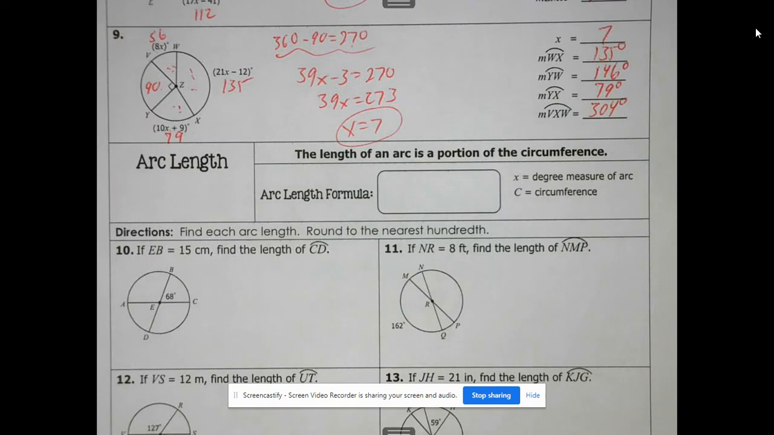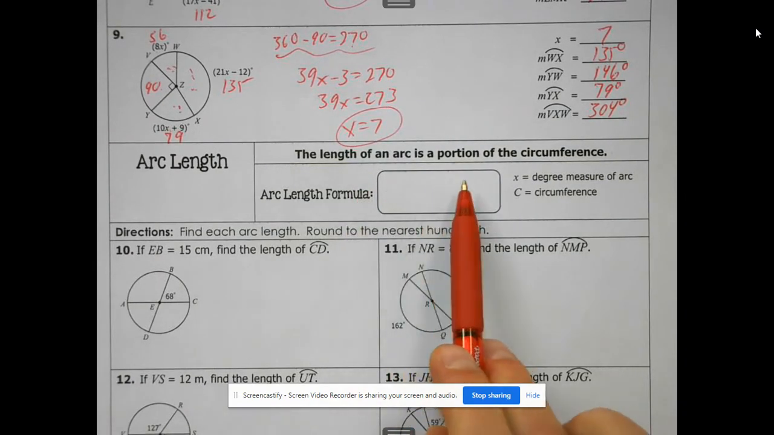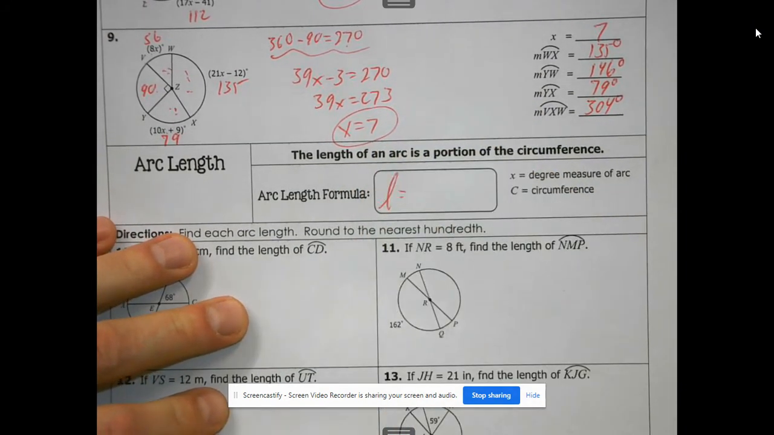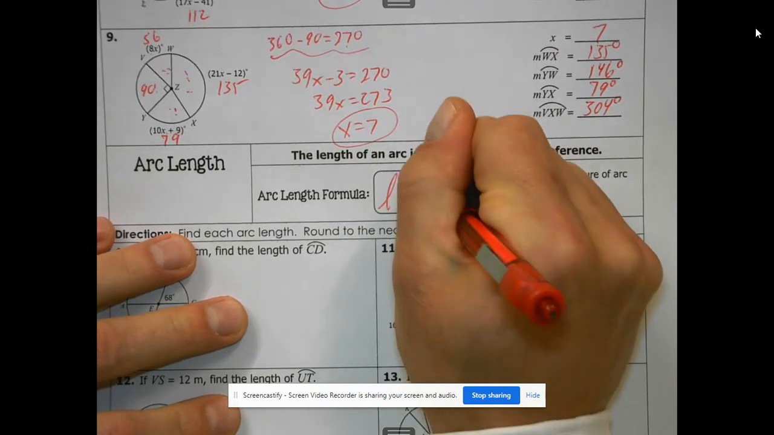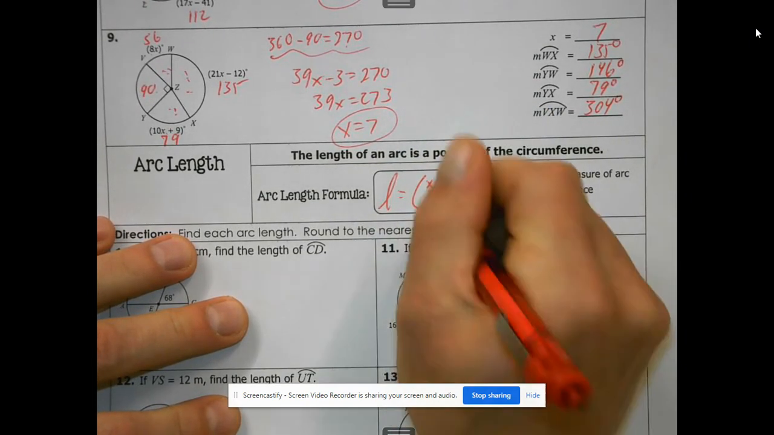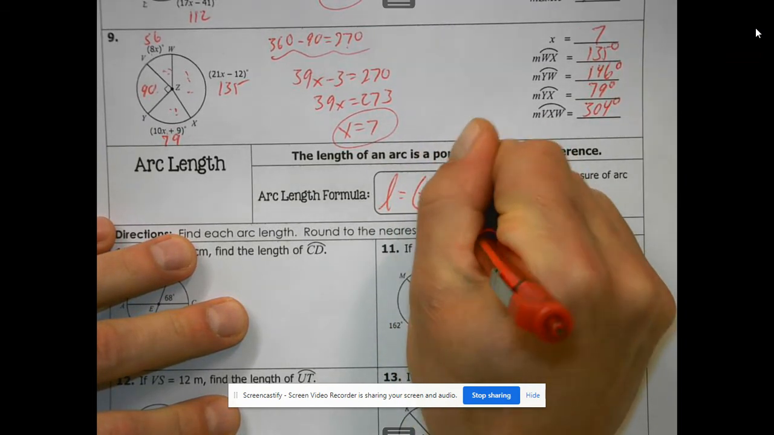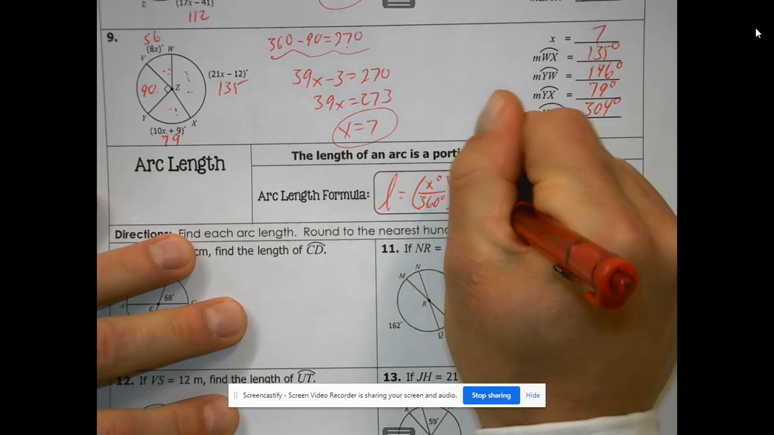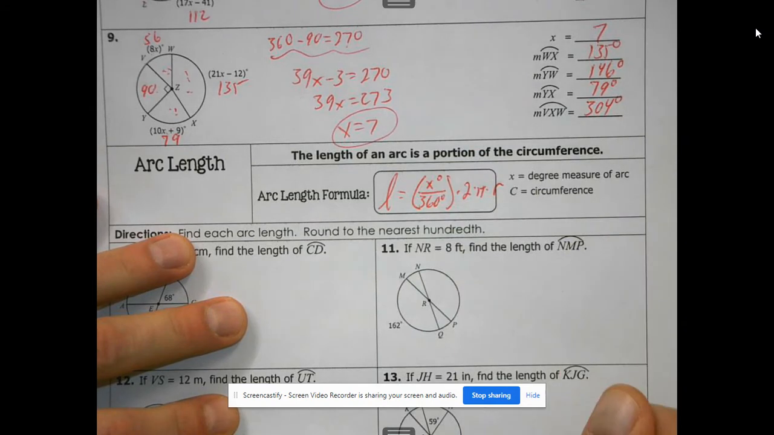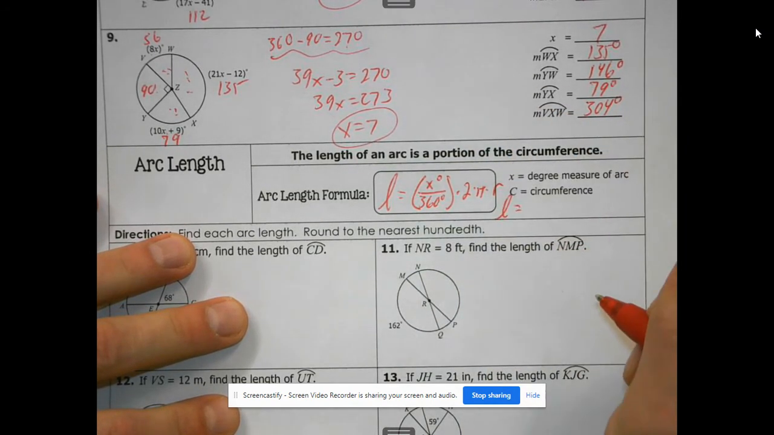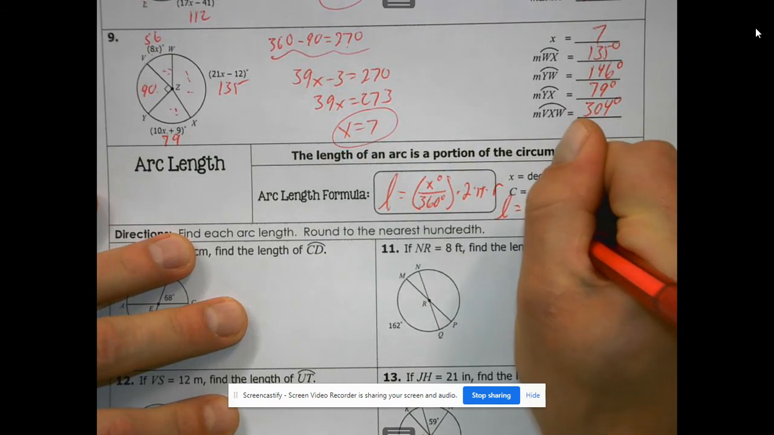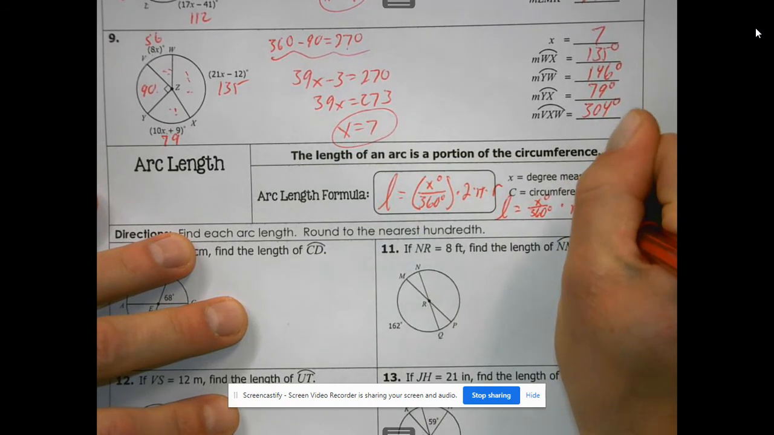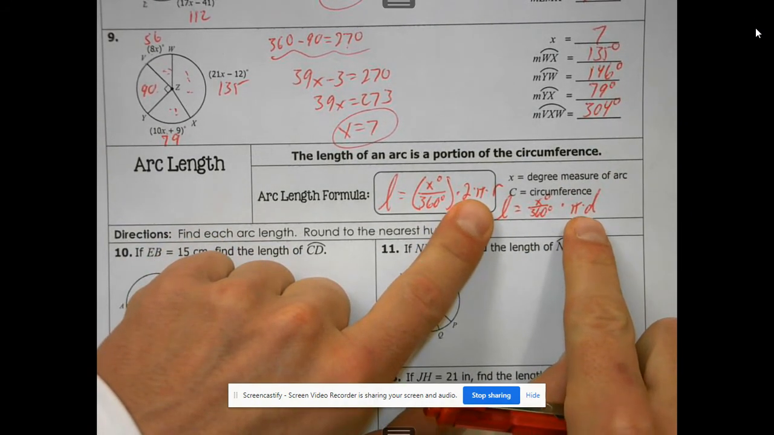All right, last section, guys, arc length. It says the length of an arc is a proportion of the circumference. Cursive L stands for arc length. Two pieces. Take your central angle, we'll call it X, divide that by 360, and then times that by circumference. Now your circumference, you can use 2 times pi times radius, or another form you could use is central angle divided by 360, same as before, times pi times diameter. Remember, these two both work for circumference, so it doesn't really matter.